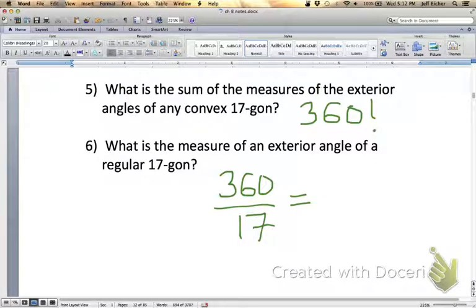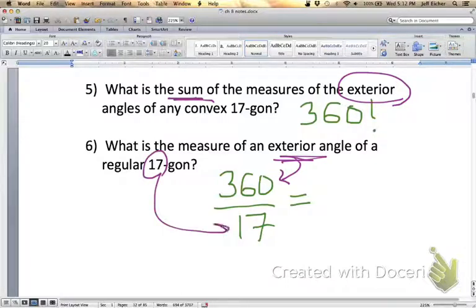Bingo, there it is. Number 5, 360. Exterior angles, the sum of all of them is always 360 for every convex N-gon. And number 6, exterior angles, they all add up to 360. You're told the number of sides, divide by the number of sides, and you get whatever that answer is. I don't have a calculator.